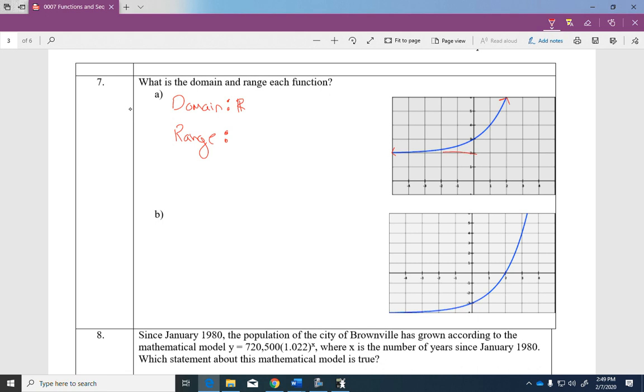Right here is my horizontal asymptote, and that's when y is 2, so my range will be all y's greater than 2. Again, the domain of this next one is all real numbers, but the range is not. My horizontal asymptote is now down here, so it's all y's greater than negative 4.